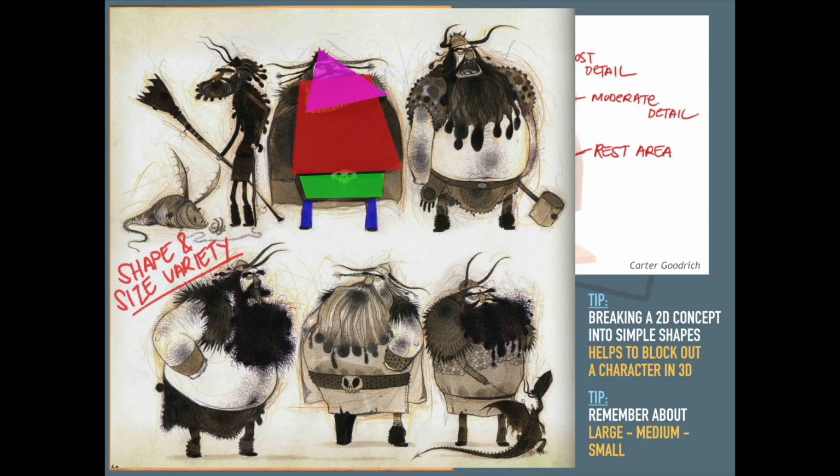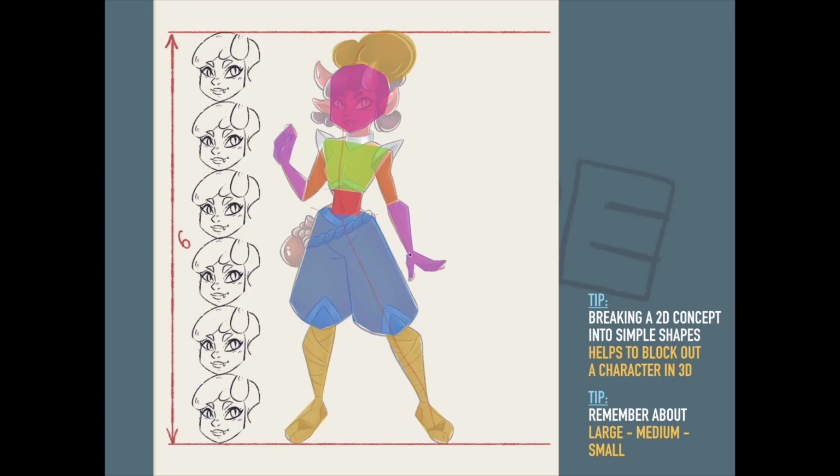Breaking a concept into simple shapes will help you to understand how to block out your character in 3D, like what primitive to use, what the size of the character's head and torso is compared to other body parts, and so on. So as you can see here, you can break your concept into shapes, for example in Photoshop, by making a simple draw over of the major forms. It helps to break your character into different pieces and to make it easier to work with. And you can also measure how many heads of your character fit into its height. This will help you to eyeball the proportions of your character.